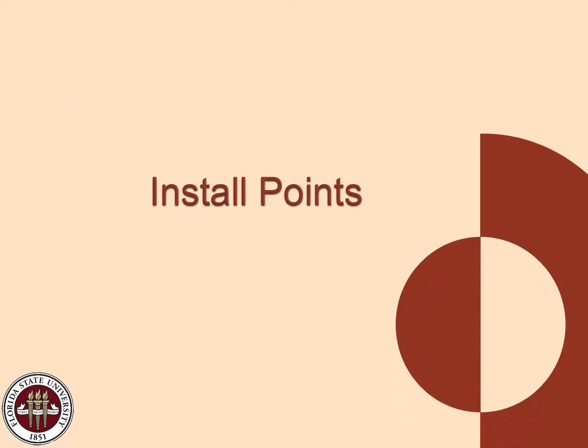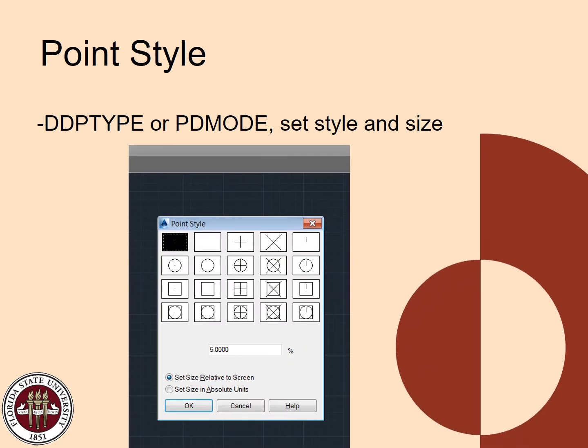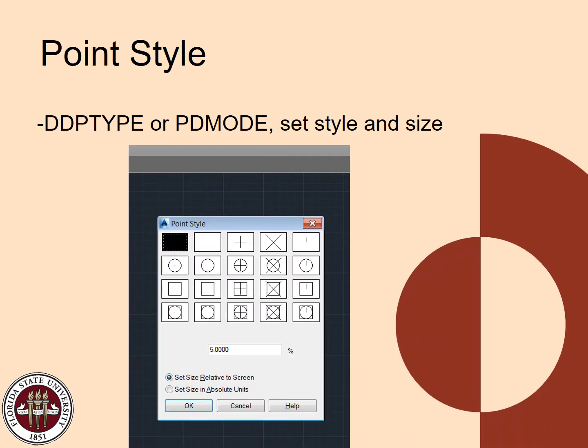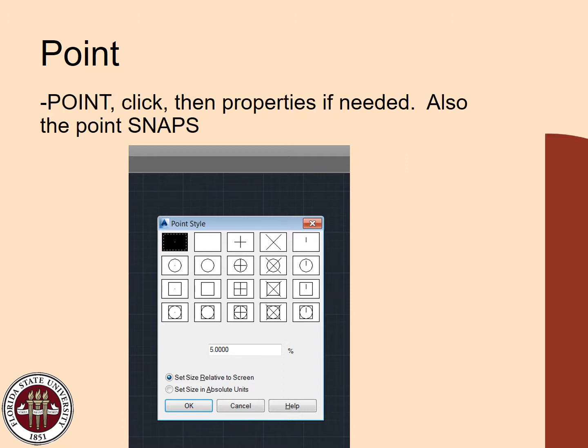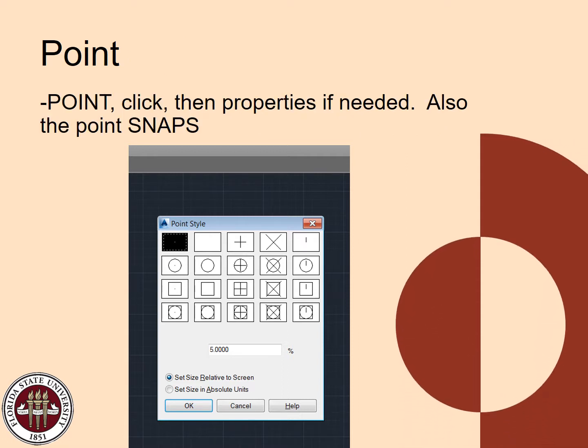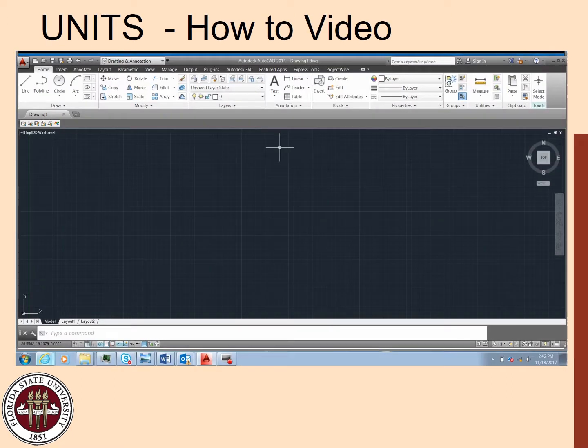So the first thing we need to do is install some points. We're going to use the point style command, DDPTYPE or PDMODE, to set the point styles. We're going to use the point command. You can find this on the ribbon, or you can type in point. Also, you may or may not want to use the snap command or OSNAP to place your points at certain locations.